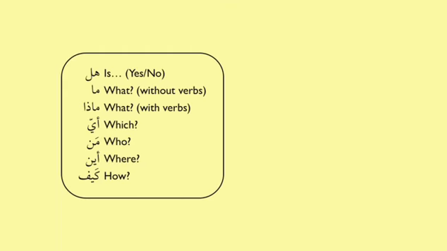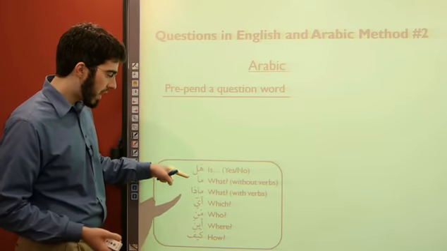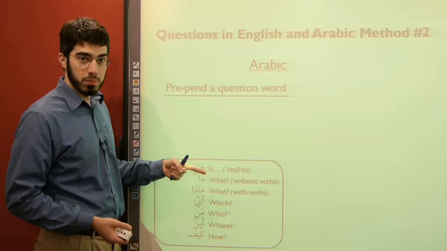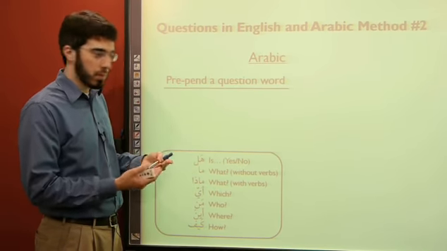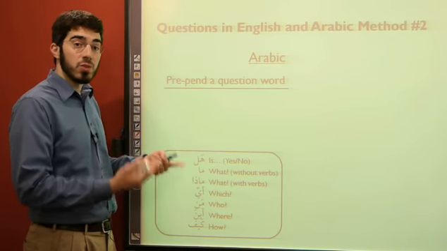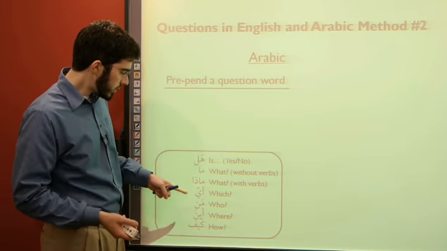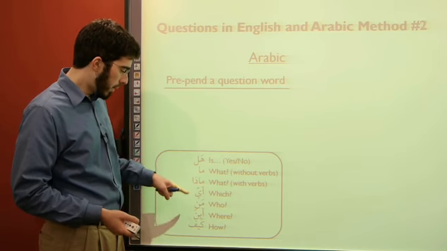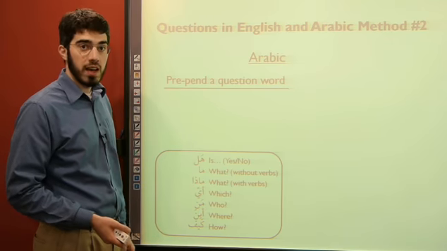First one's hal. Hal is used to make a yes-no question, i.e. a question you'd answer with yes or no. So it's like, is your favorite color blue? And you'd say yes or no. Then we have ma, which means what. That's usually without verbs. For example, ma ismuka, what is your name? That's not a verbal question, so I use the ma. Mada also means what? That's more common with verbs. For example, mada to read. What would you like? In that case, I use to read, the verb, so I use mada. Then ay, which means which. Man, which means who. Aina, which means where. And kaifa, which means how.